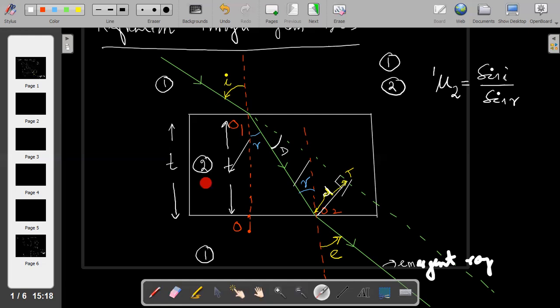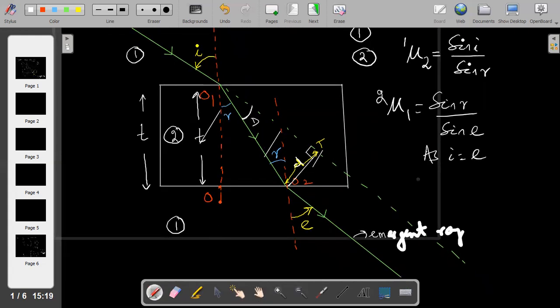Similarly, for refraction of light from 2 to 1, mu 2 1 is equal to sin r by sin e, because here r is the angle of incidence and e is the angle of refraction, which is known as the emergent angle. Now the emergent ray and the incident ray are always parallel to each other. Therefore, you are going to get i is equal to e, where e is the angle of emergence.